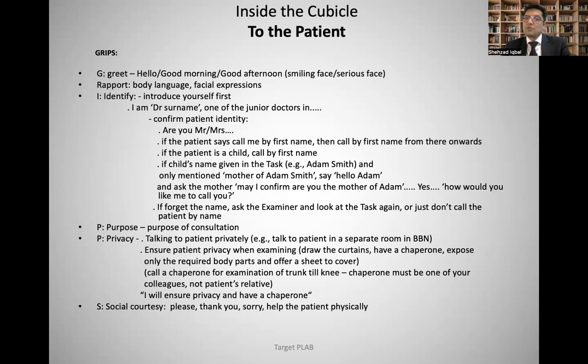May I help you, Mrs. Smith? Do not just go and grab her arm. Ask for consent. May I help you, Mrs. Smith? And then, she would say, no, it's okay, doctor, I will manage. Or yes, doctor, please help me. So that's your GRIPS done.